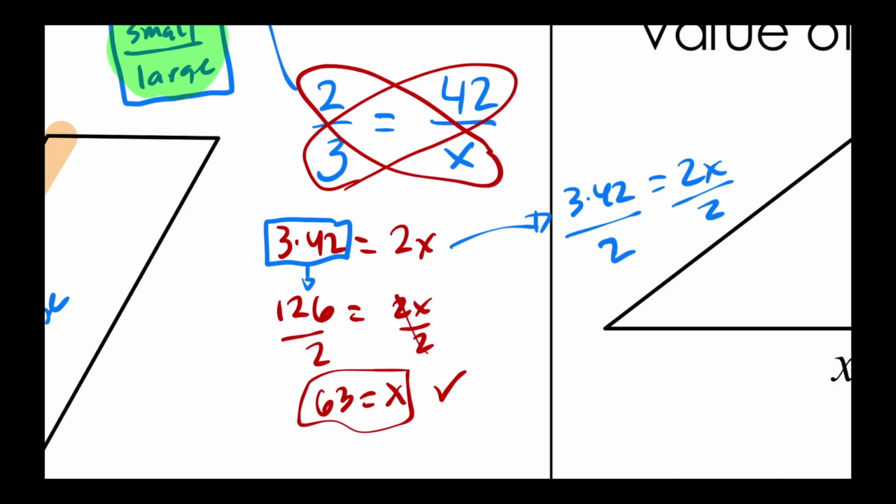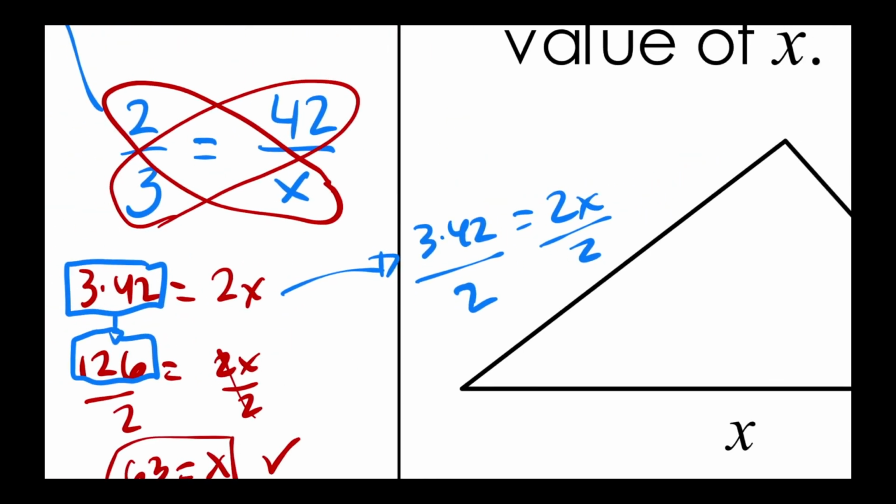So I would do that. The reason I did this is because there's a lot of students who are not comfortable doing this. Let me show you what we're going to do. We're going to do 2 and 42. You see how 42 divided by 2? We canceled out and we got 21. And then we did 21 times 3, which is 63 equals x.